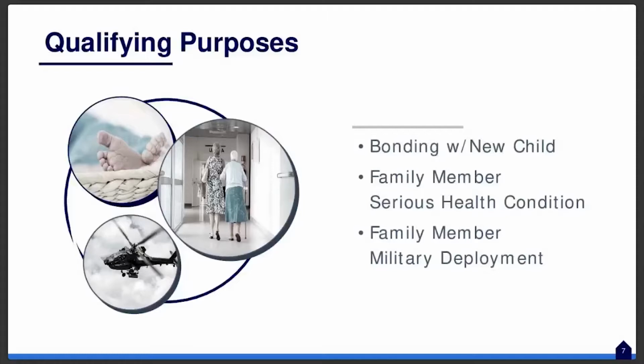Just again, real quickly, the qualifying purposes for leave under New York's paid family leave law are bonding with a new child. That includes birth, adoption, or placement for foster care. Then the family medical issue, the family member who has a serious health condition specifically, where here serious health condition is basically the same term borrowed from the FMLA, but note that this is only leave to care for a family member, not leave due to the employee's own serious health condition.